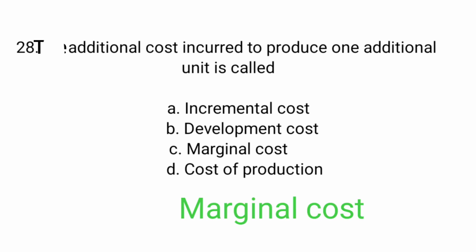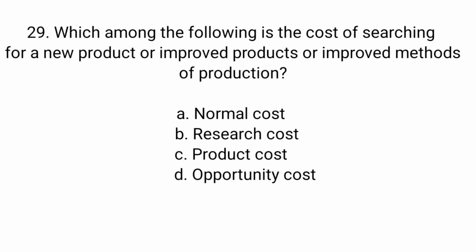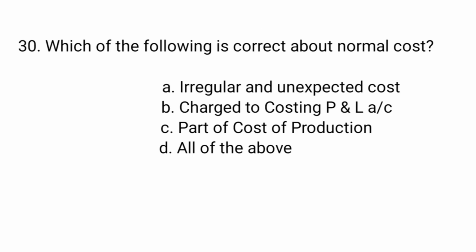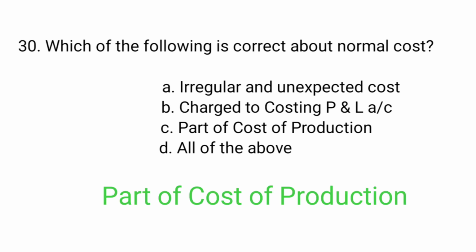Marginal cost. Which among the following is the cost of searching for a new product or improved methods of production? Normal cost, research cost, product cost, opportunity cost. Research cost. Which of the following is correct about normal cost? Irregular and unexpected cost, charged to costing profit and loss account, part of cost of production, all of the above. Part of cost of production.